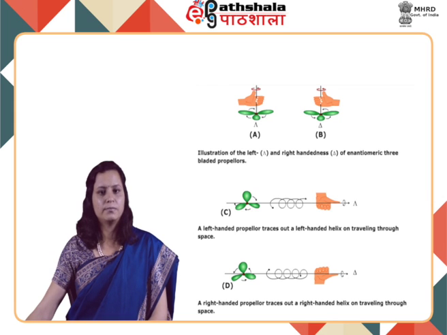A tris bidentate metal complex can trace out a left-handed or a right-handed helix on rotating and moving through space, exactly in the same way a propeller has helices.